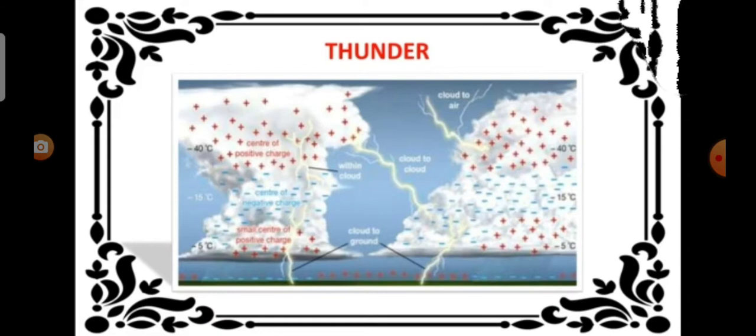Now let us know about the thunder. Huge quantities of electricity are discharged in lightning flashes, and temperatures of over 30,000 degrees Celsius or more can be reached. This extreme heating causes the air to expand explosively fast and then contract. This expansion and contraction create a shock wave that turns into a booming sound wave known as thunder.